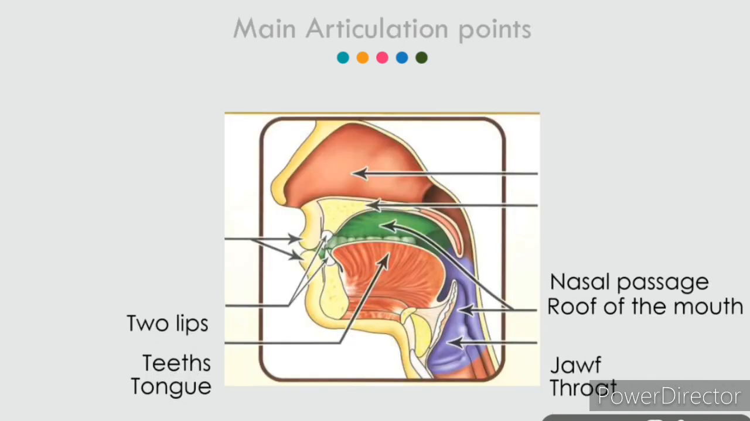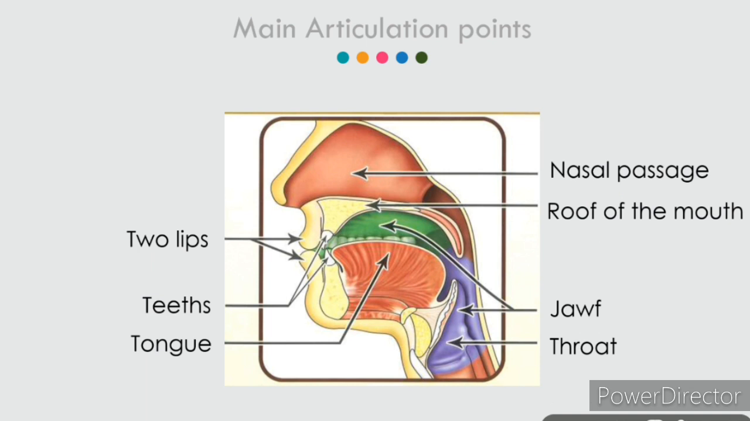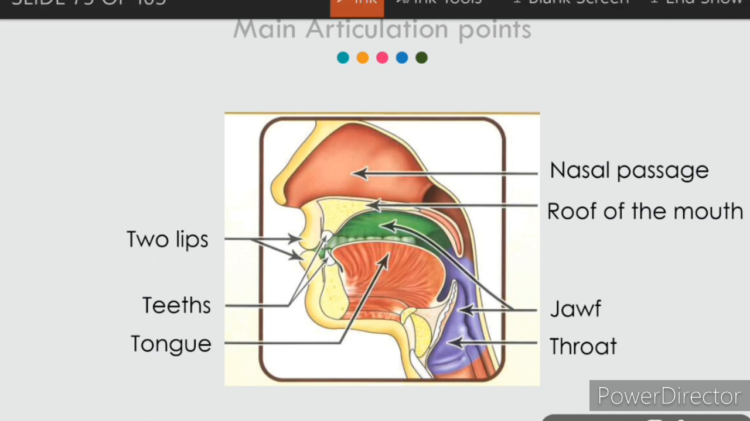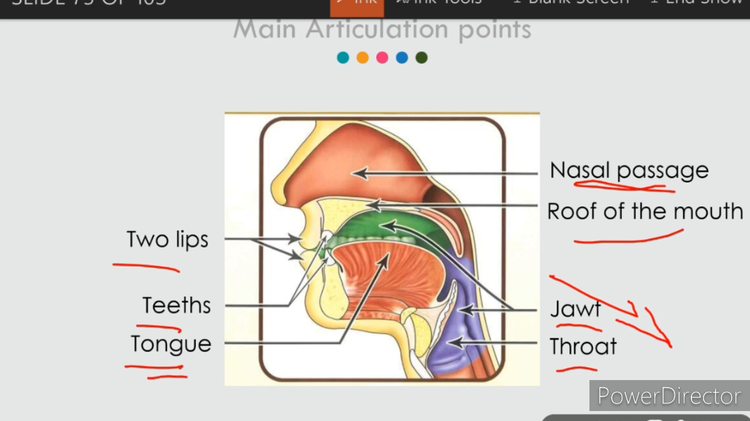Let's remember what we have started at the beginning of this course about the articulation point. We agreed that we have main articulation points that are the nasal passage, the roof of the mouth, al-jawf, the throat, the tongue, teeth, and two lips. We already finished al-jawf, and we agreed that the three letters articulated from this jawf are the three mad letters, and then we moved to the throat letters. Let's move now to the biggest organ of the Arabic letters, which is the tongue, from which 17 letters are produced.